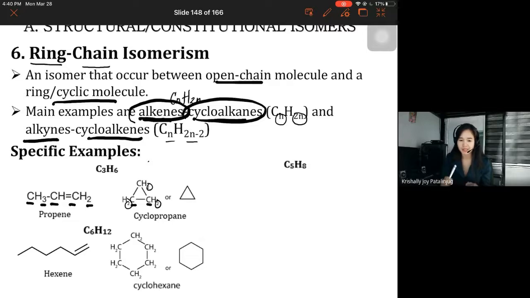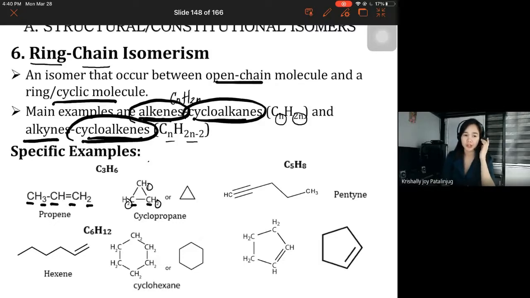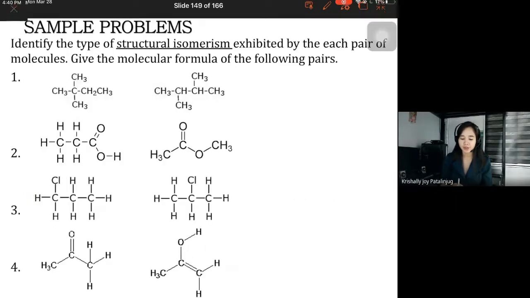What about C5H8? So, you could obtain here an alkyne, particularly a pentyne. So what would be the equivalent cycloalkene of pentyne? Five carbons present in a cycloalkene, that would be pentene. Okay, so that is how you identify the specific types of structural isomerism. Do you have any question?